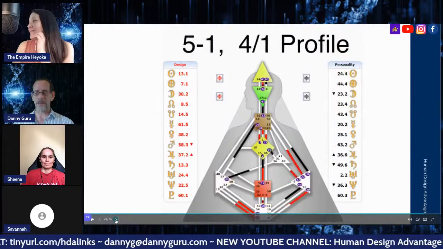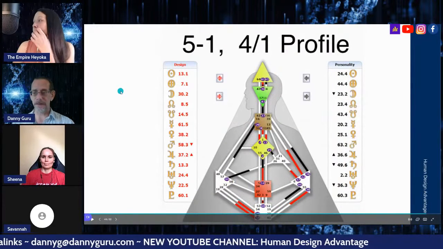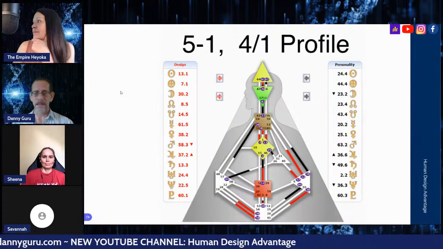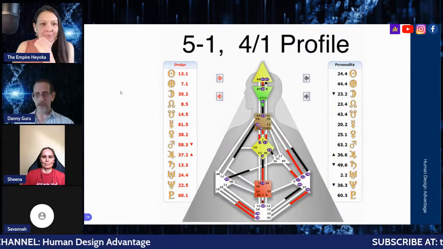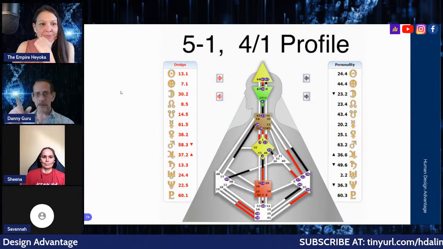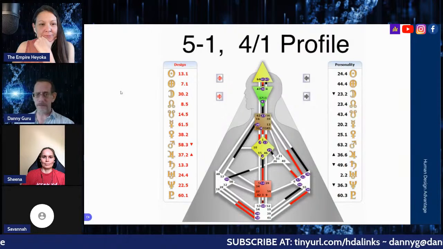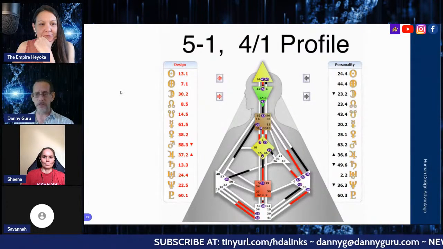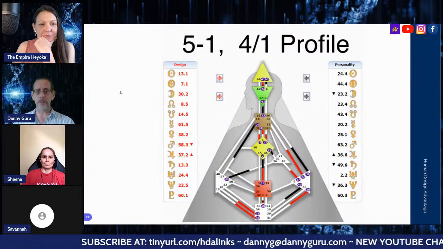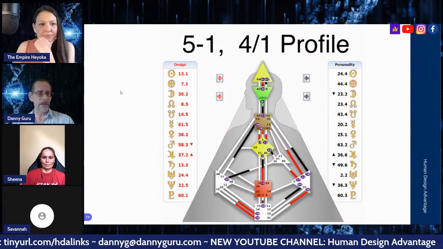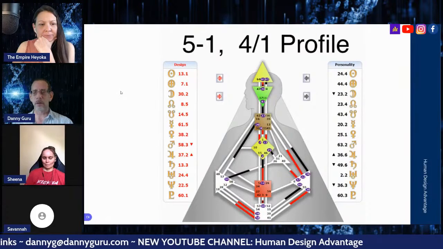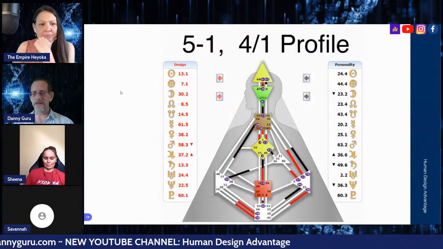Watch this profile. 3-5. Oh, it changed. 3-5 turned into a 4-1. And this is on May 1st. So notice we keep changing, and we're going to go all the way around the circle. Every week, a little under a week, we go through all 12 profiles.